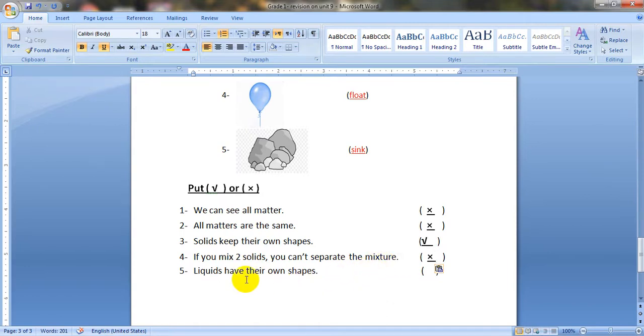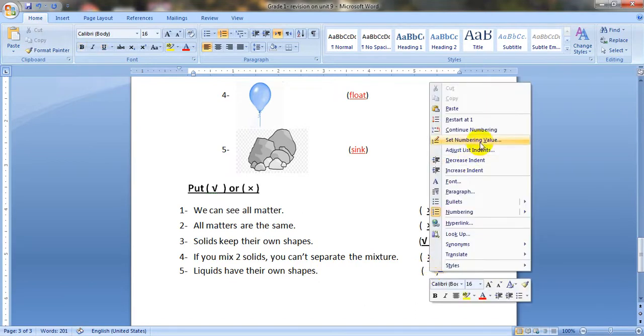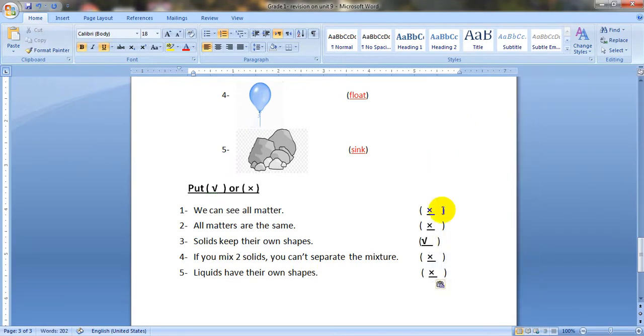The last one, liquids have their own shapes. Do liquids have their own shapes? No, liquids do not have shapes. They take the shape of their containers.